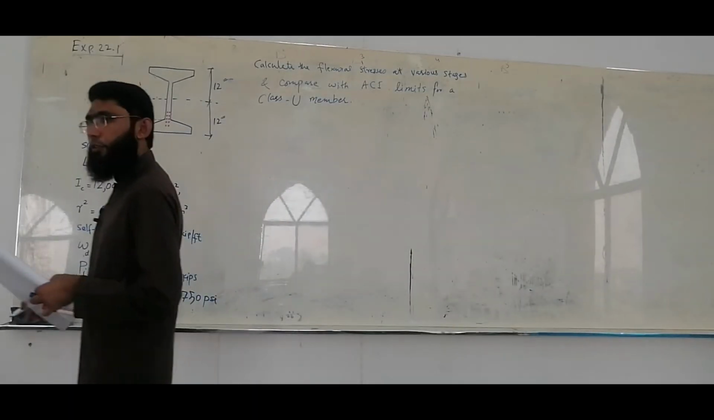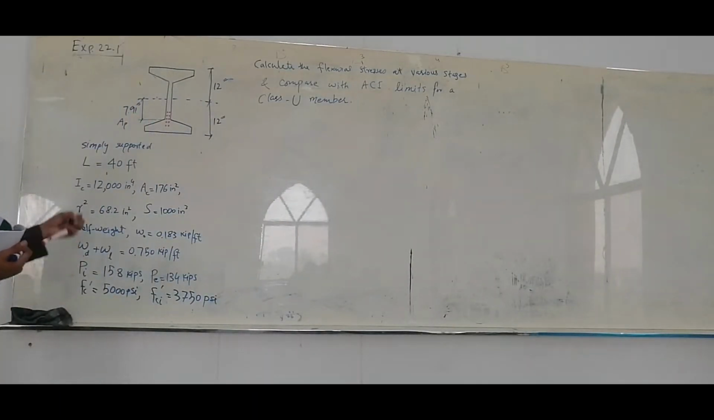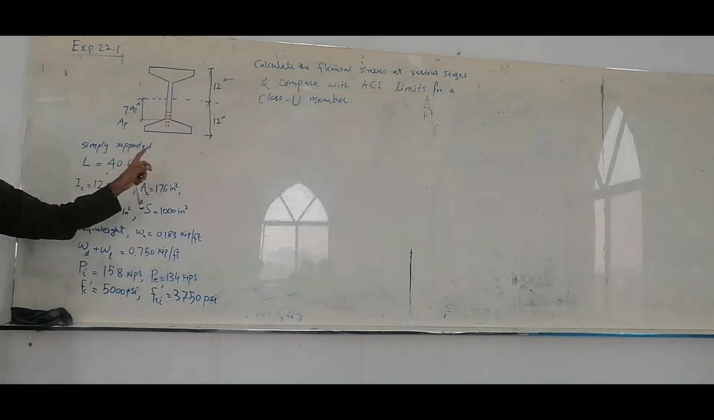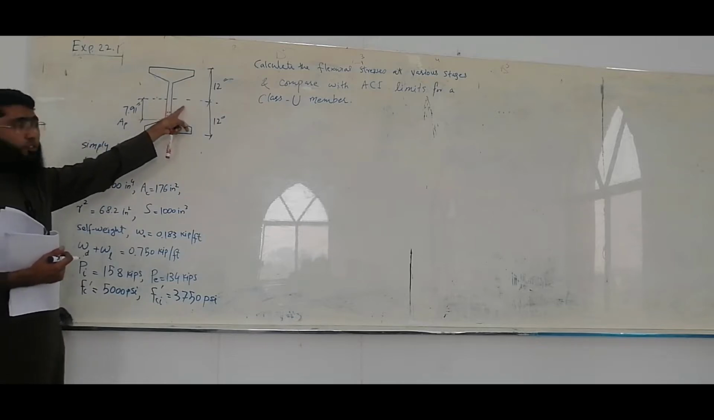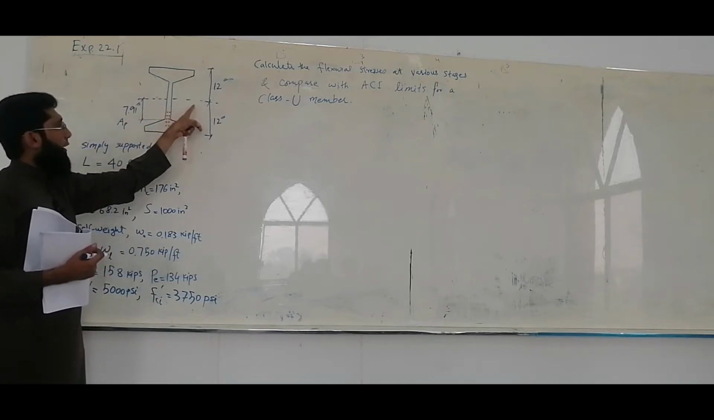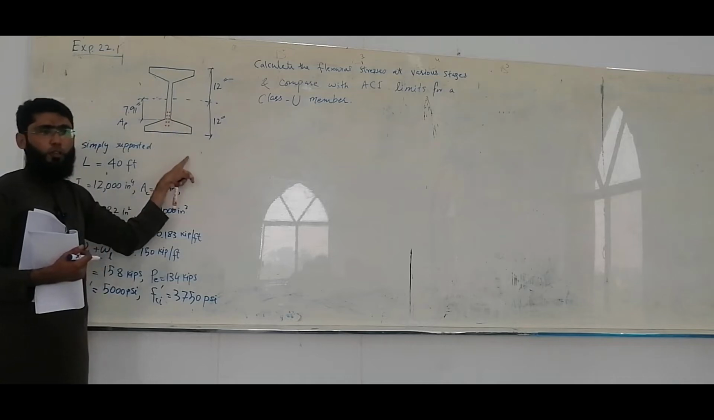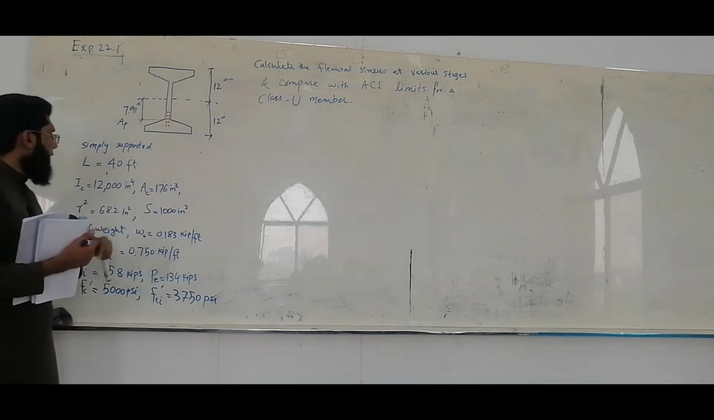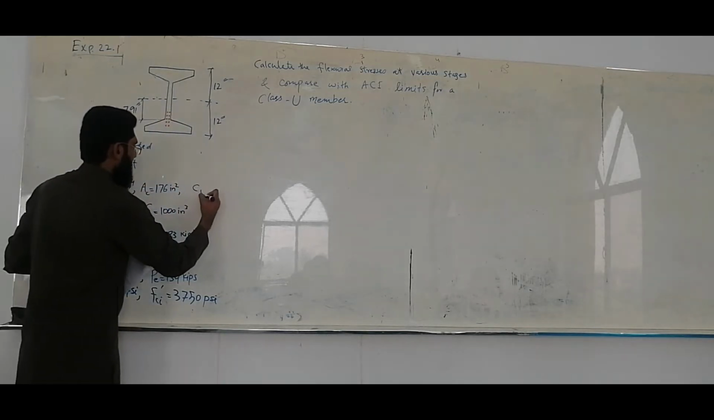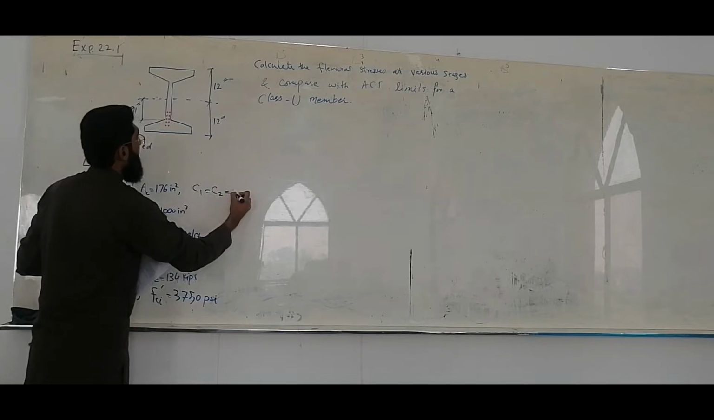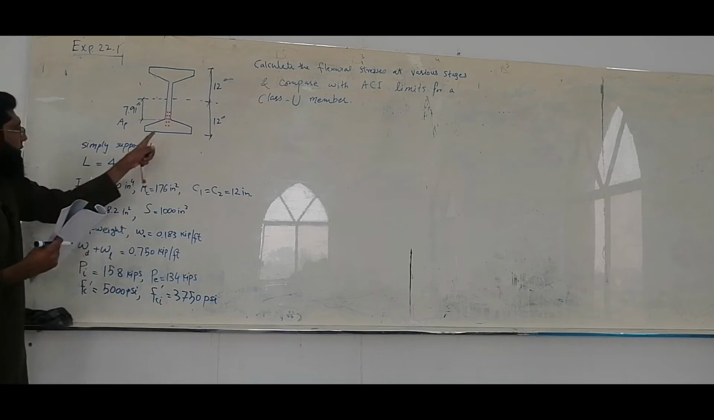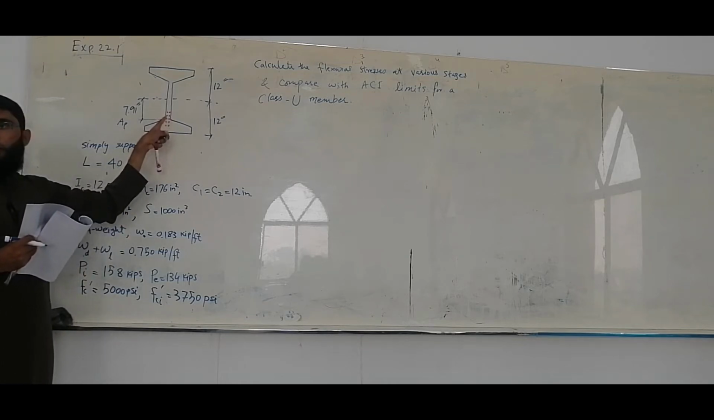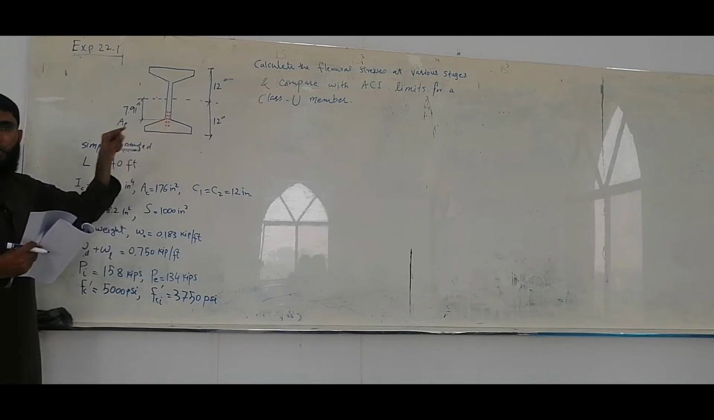So this is example 22.1, and this is the given section. This is an analysis problem, a part of the analysis, in fact. It is a symmetrical section of 12 inch. This is the centroid, and this is 12 inch to the top and 12 inch to the bottom. So C1 and C2 both are 12 inch. I can write them down over here. C1, C2 both are 12 inch, and the red dots that you see over here are the tendons.